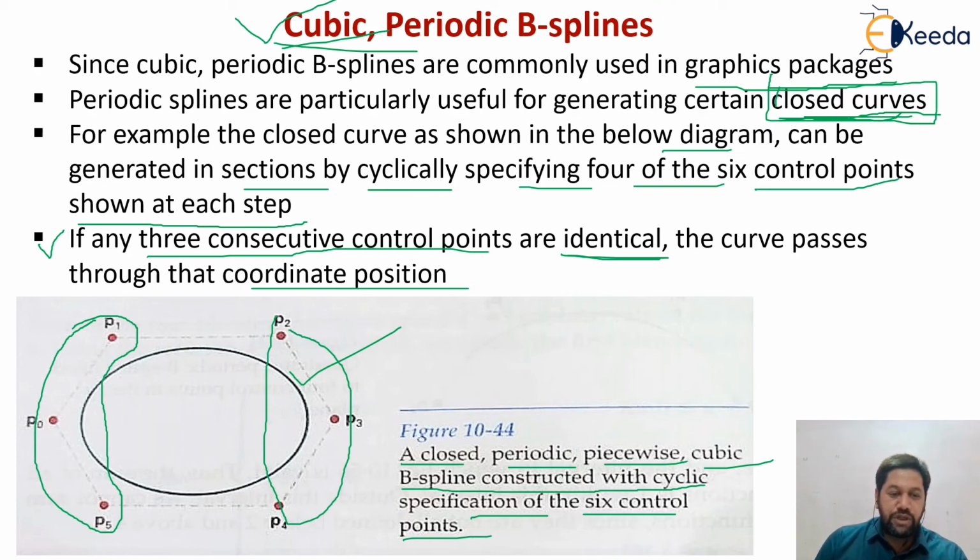This is P0, this is P1, this is P2, this is P3, P4, P5, and automatically it ends with P5 to P0. So automatically I will get this shape as the curve, which is a closed curve, that we can achieve. Now this is all about the discussion of the B-spline curve.